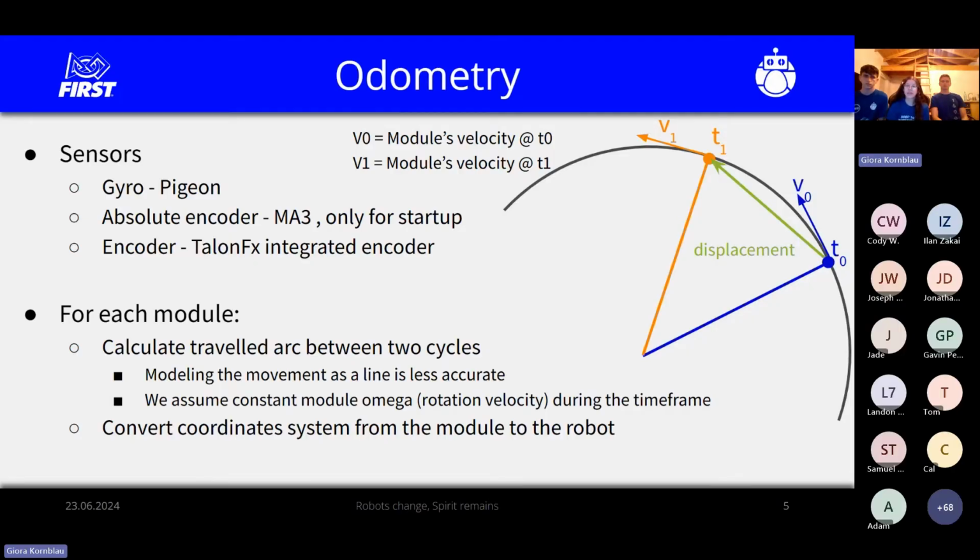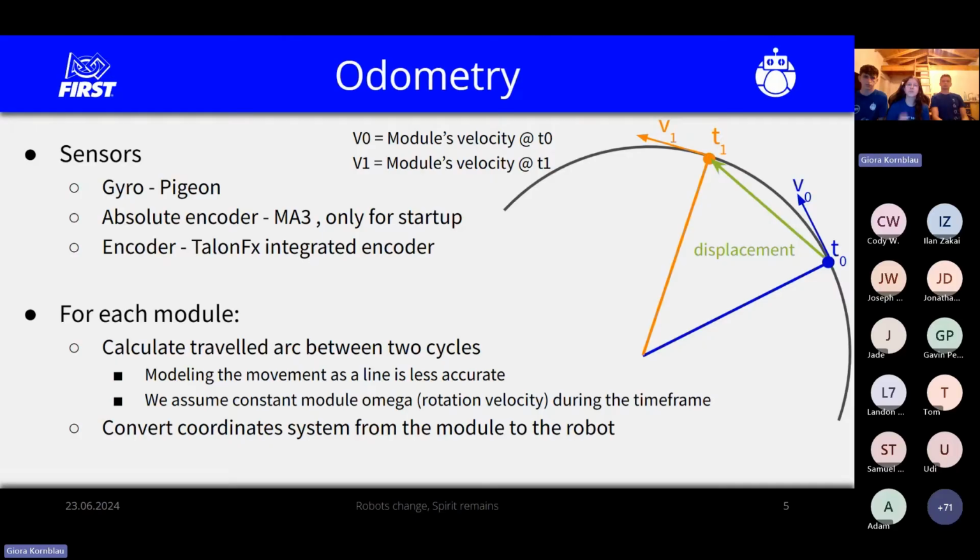Then we have our absolute encoder. This year we had the MA3 type, and we use them only for startup. For each module, we use the absolute encoder. This way we don't have to align our modules to 0 every time before we upload our code. And we also have our encoders, the Talon FX integrated encoder, both on our steering motor and drive motor on each module.